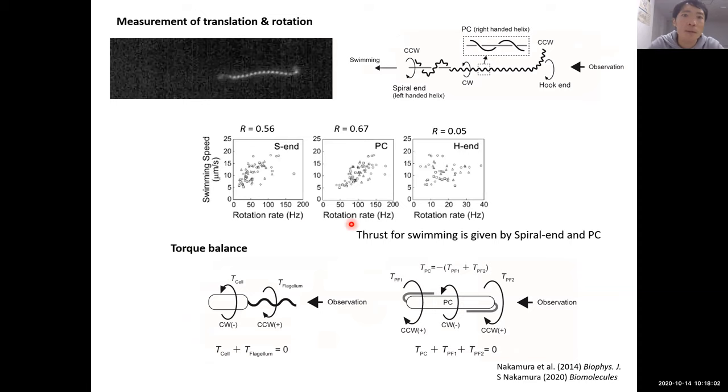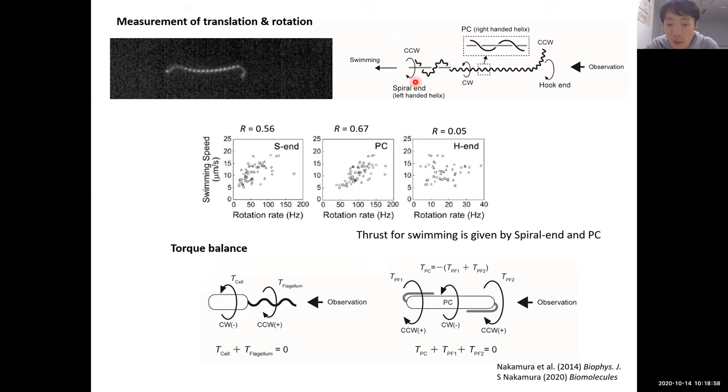So I measured the rotation and swimming in the previous study. This is the same movie as I showed you previously, right? So this is a schematic image of the swimming mode of Rectus spira. This part, PC, is a right-handed helix, and the spiral end is left-handed. So the hook end is, of course, hook. So to swim in this direction, the right-handed helix PC should be rotated in the clockwise direction when viewed from this direction. And the spiral end, this is left-handed, therefore this part needs to be rotated in the opposite direction, counterclockwise, like this.